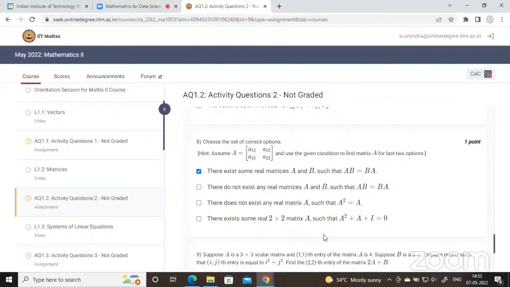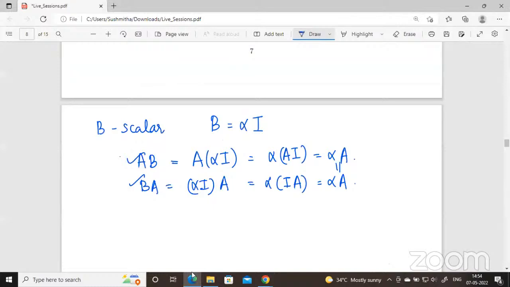Ma'am, second option, what exactly do you mean? I could not catch you. Does not exist any real matrix, what exactly does it mean? There does not exist any real matrix means for no two matrices A and B, AB is equal to BA. It's the negation of the first option. Ma'am, in the third option also you can take another example like 1 0 0 0. Any matrix is fine. Yes. Okay, there exists some real matrix such that A squared plus A plus I is equal to.